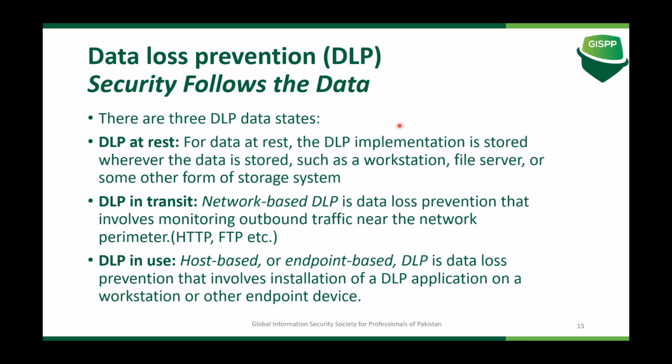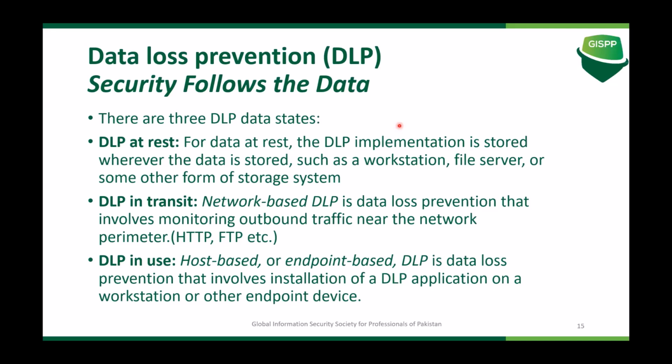There are 3 DLP data states. DLP can be for data at rest. For data at rest, the DLP implementation is applied wherever the data is stored, such as a workstation, file servers, or some other form of storage system. In this scenario, if you're a user working with IP or other sensitive information, you have to have software installed and running on that server or workstation or file server, so that if somebody is trying to copy the data from these endpoints to a USB or a floppy disk or whatever the case may be, or trying to send data out via Gmail or Outlook or other web email, it gets detected.